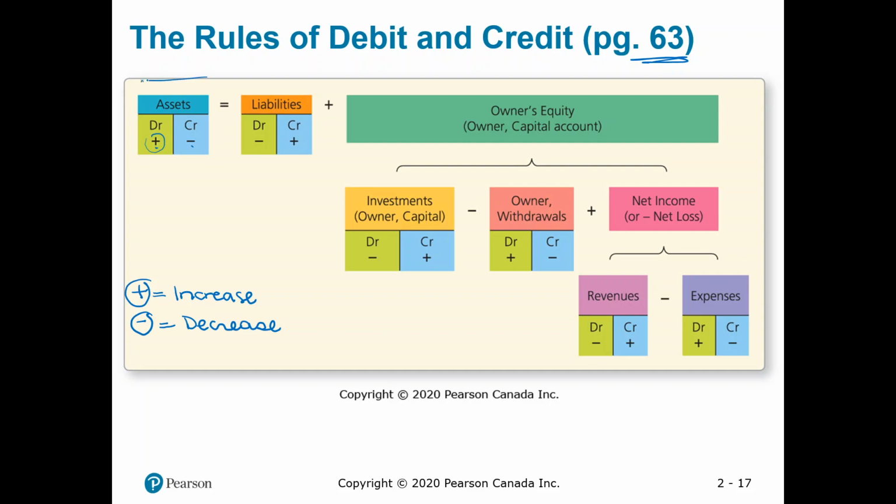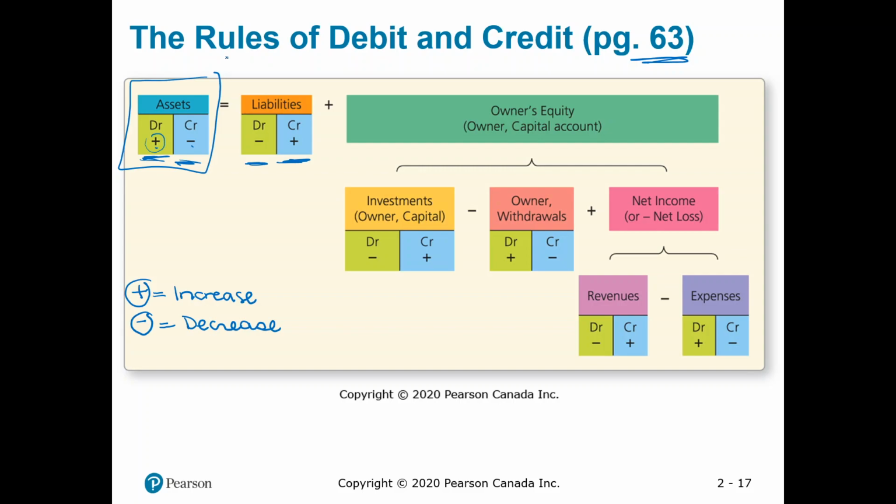So any assets, when you need to increase them, you use a debit. If you need to decrease an asset in your journal entry, you will use a credit. The opposite is true for liabilities. So you can see right here, these are not always the same. It depends on the type of account. So to increase a liability, you actually credit it. And to decrease it, you would debit it.